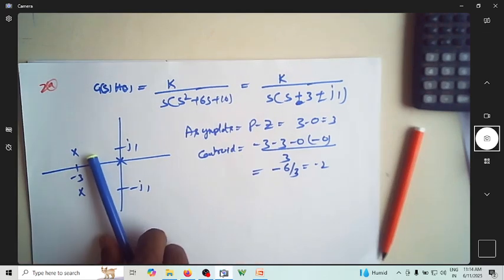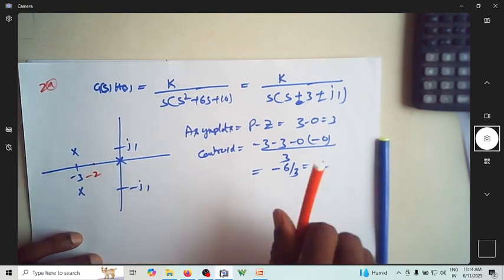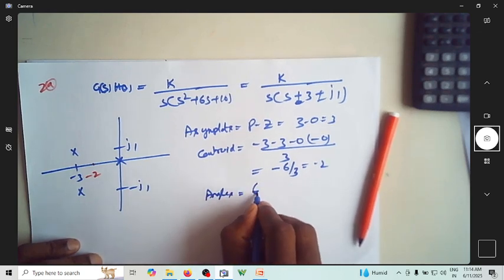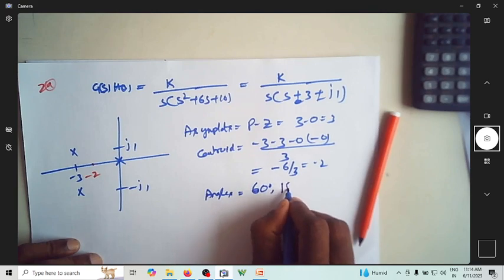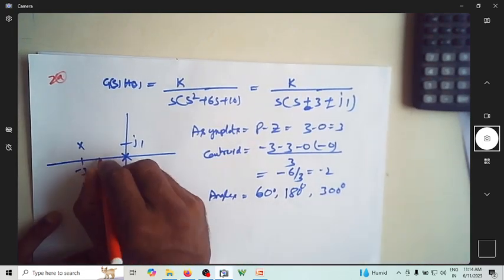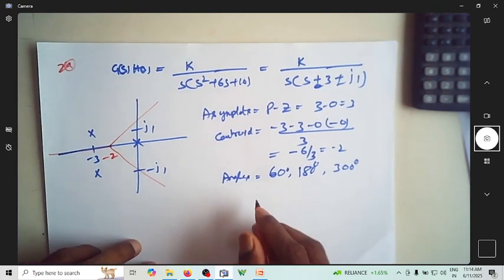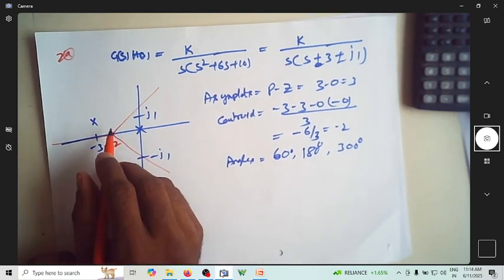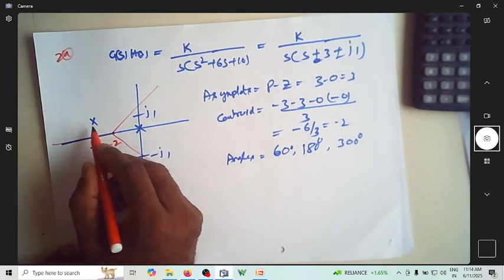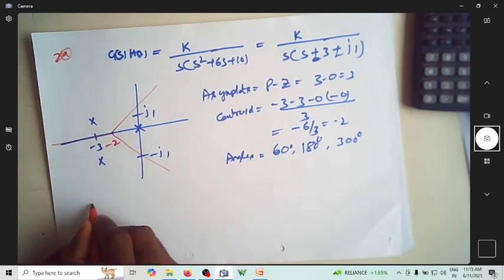So we have a centroid at minus 2. The angles of the asymptotes are 60 degrees, 180 degrees and 300 degrees, which is always fixed. This is 60, 180, 300. Because the complex poles are very close to the real axis, let us find the angle of departure.